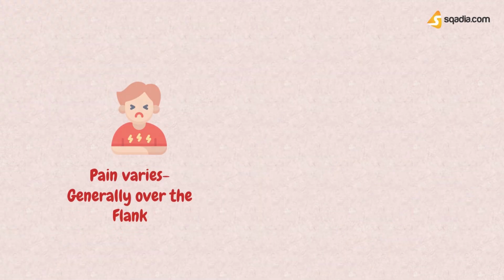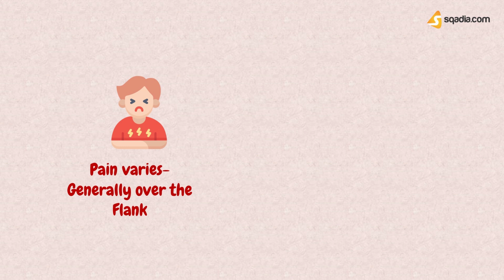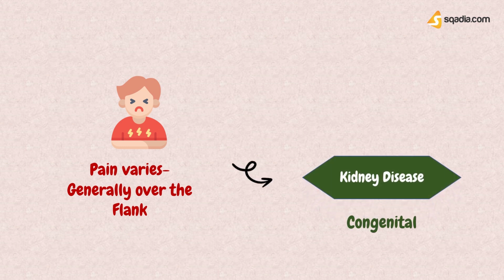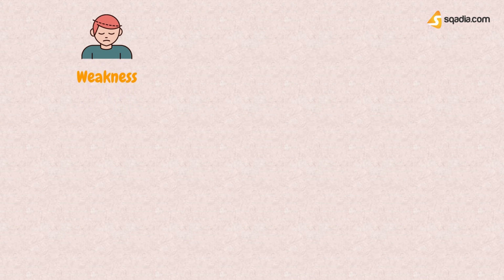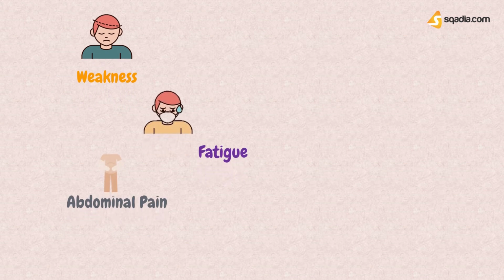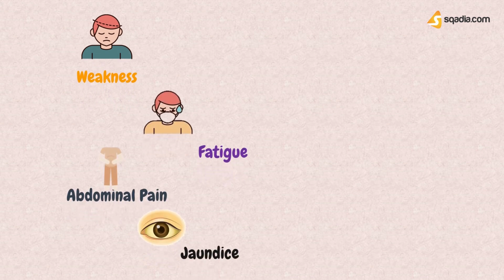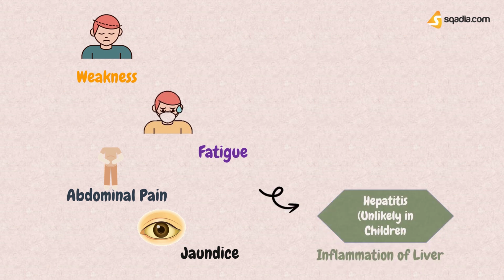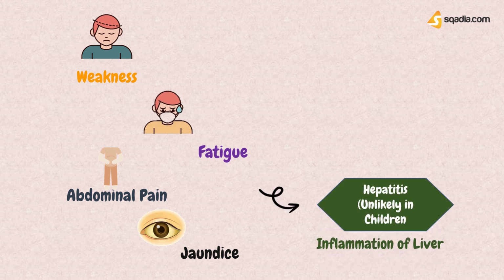Now, if the patient shows symptoms like severity of pain varies, but generally over the flank, then this might give you an indication that patient has kidney diseases. Well, these are congenital kidney diseases. Now, if the child shows symptoms like weakness, fatigue, upper abdominal pain, and jaundice, then this might give you an indication that child has hepatitis, which is defined as inflammation of liver, but it's unlikely to occur in children.